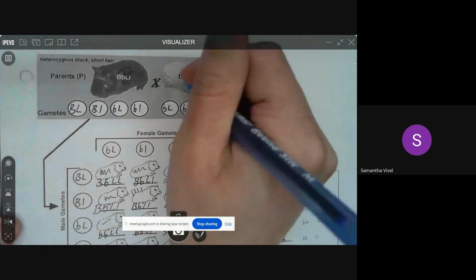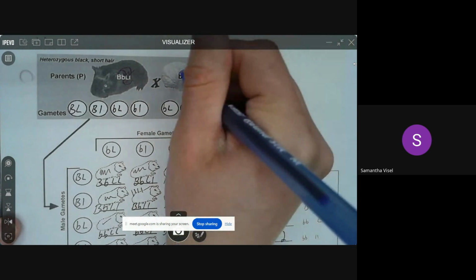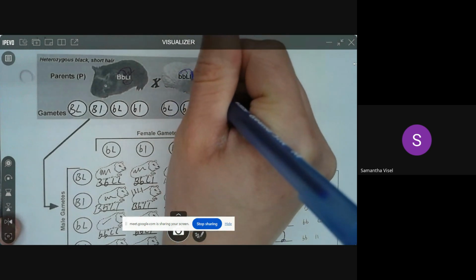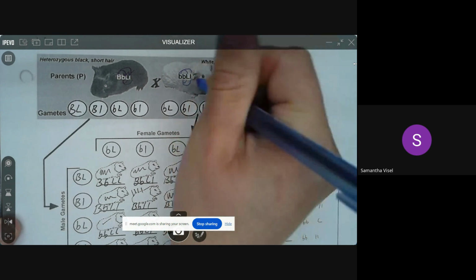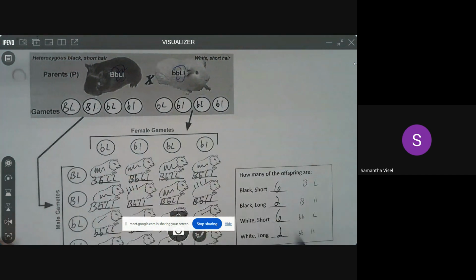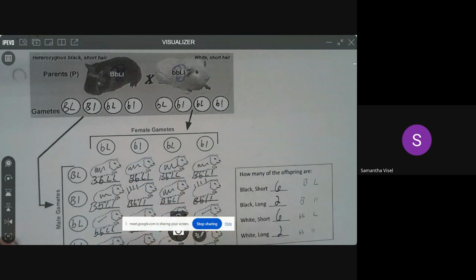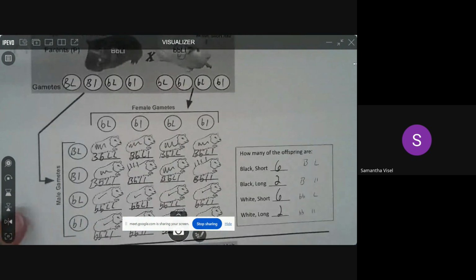My white short-hair guinea pig, this little b could be inherited with this uppercase L, or it could be inherited with the lowercase l. And then I'm going to do the same here, uppercase L, lowercase l, and we're just going to bring them down here over the top. And hypothetically, if you put the female here, the male here, while your outcomes for your crosses would just be in different locations, you should still technically get the right number.